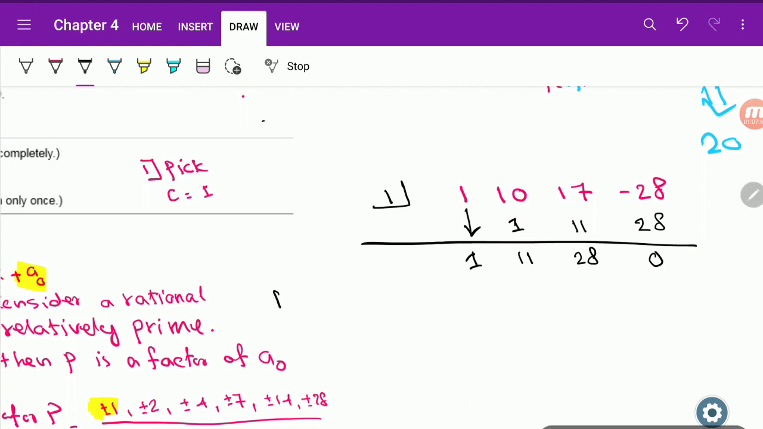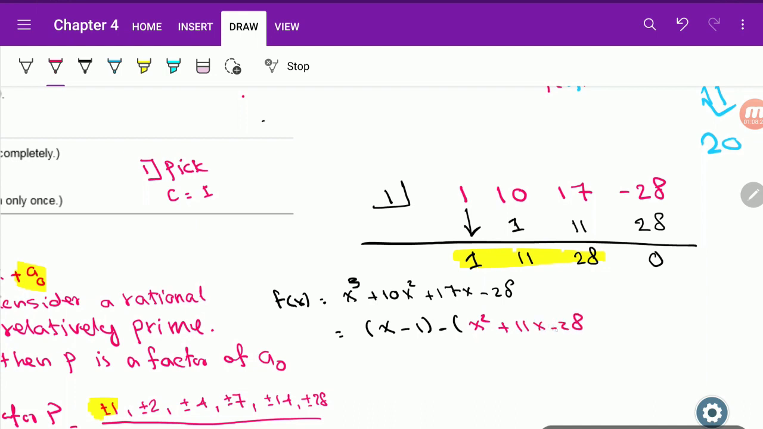Now, what do we know about this? So what is f of x? f of x is x cubed plus 10x squared plus 17x minus 28. And this can be written as what? The divisor times the quotient. The divisor is x minus 1 times the quotient, which is x squared plus 11x plus 28. Plus the remainder, which is 0. Because it's 0, you don't need to write it, since x minus 1 is a factor, so there is no meaning of writing the 0 here.